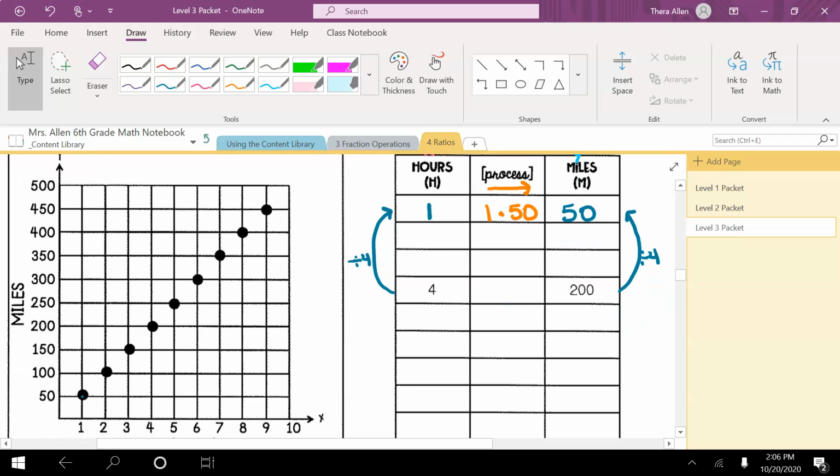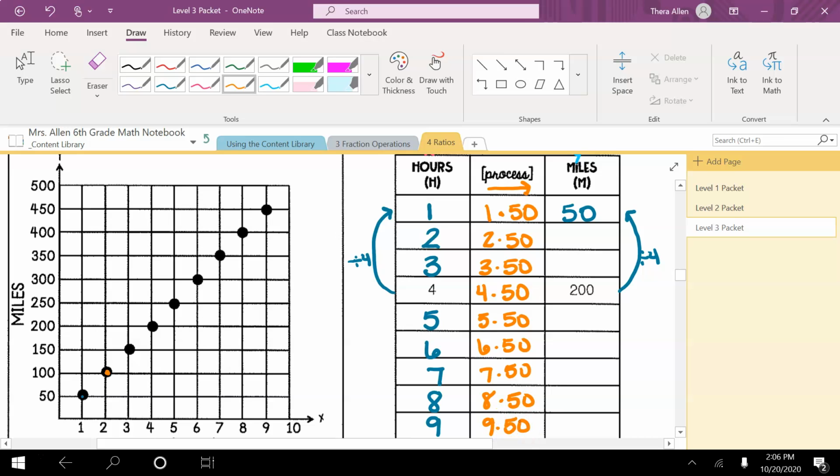Okay, now we're moving to our next plotted point, which is right here, which is 2. So we're going to put 2, and if I keep looking, I notice that they go all the way down to 9. So 3, 4, 5, 6, 7, 8, 9. And my process every time is going to be taking the hour, multiplying by 50. The hour times 50. And continuing on until I get to 9 times 50.